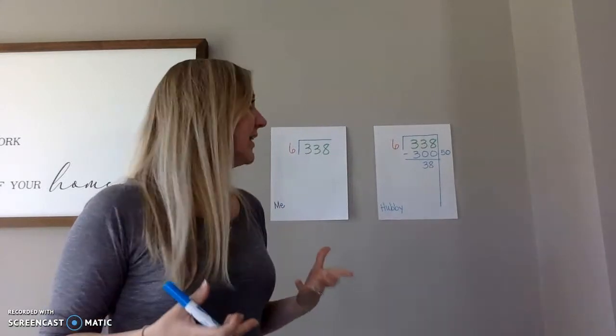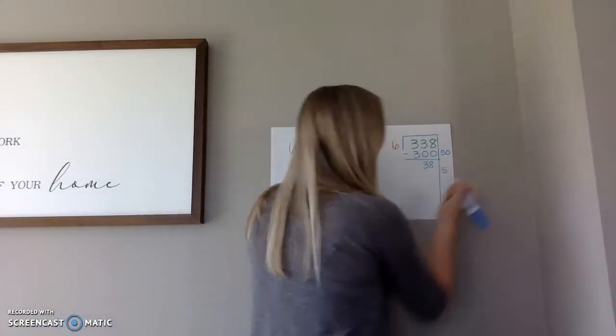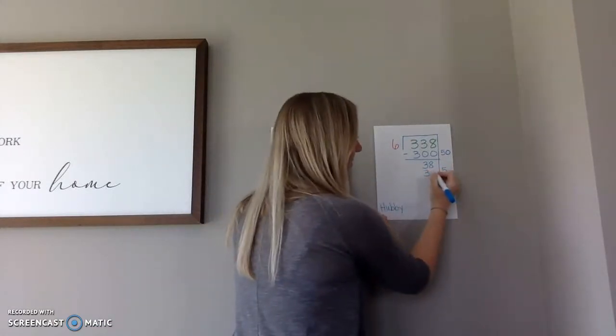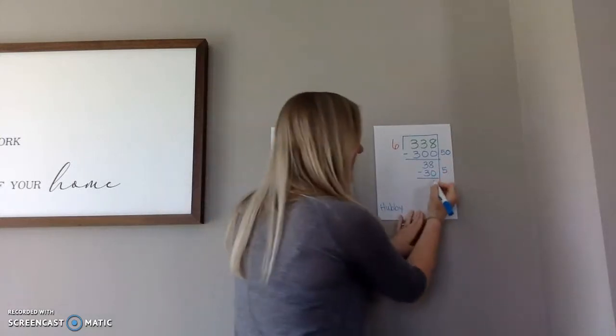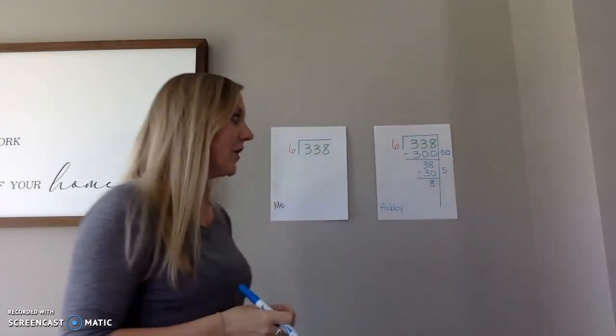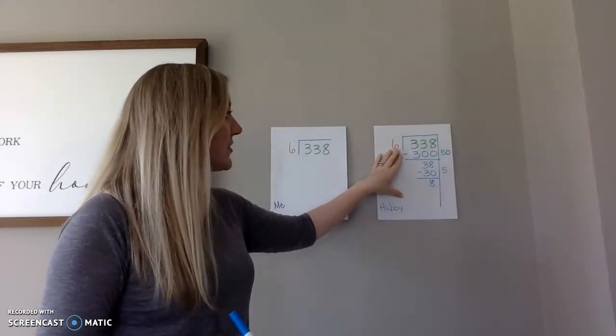Then he thought, hey, I'm going to do 6 times 5 again. I don't have to annex a 0 because 6 times 5 is 30. So then he did 38 minus 30 to get 8 left over. And he thought, okay, 8 is still greater than my divisor of 6.